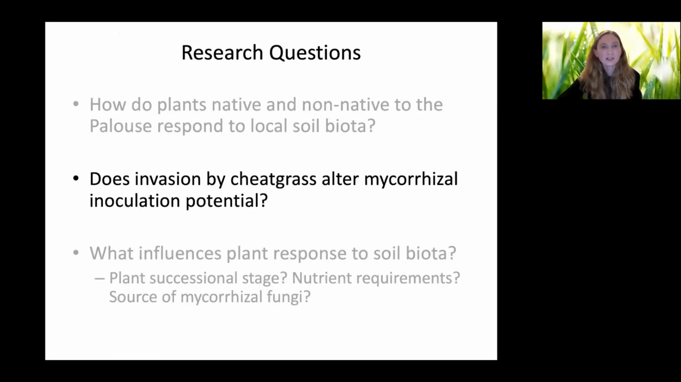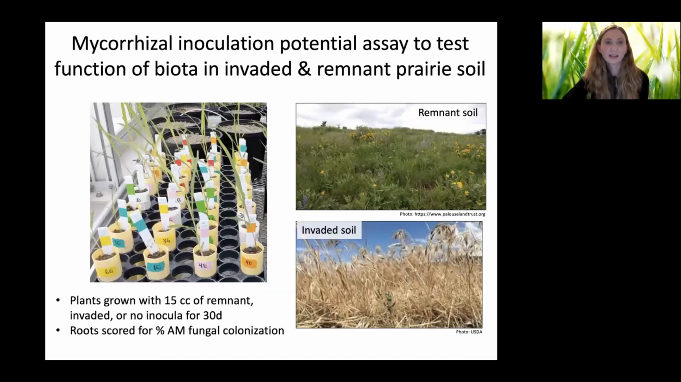So the next thing we did was we were interested in understanding whether invasion by cheatgrass could alter the mycorrhizal inoculation potential. So we collected soil from the cheatgrass invaded area and the remnant area, and we wanted to see if that had any different effect on plant growth. We conducted what's called a mycorrhizal inoculation potential assay, a really quick greenhouse experiment where you can test the function of soil biota.